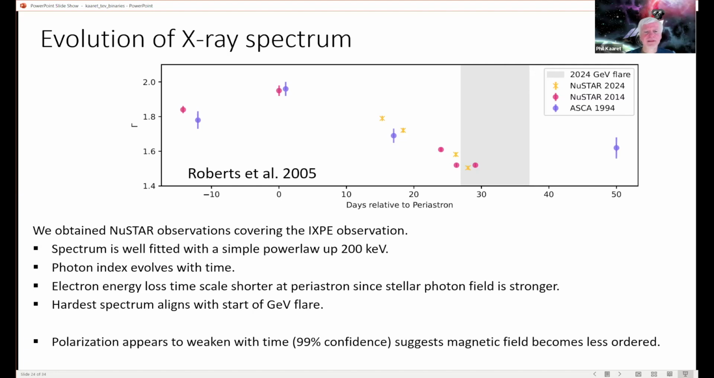This is probably because the energy loss timescale at periastron will be very short, since the stellar photon field there is very strong, and as we move away, that field gets weaker as 1/r².